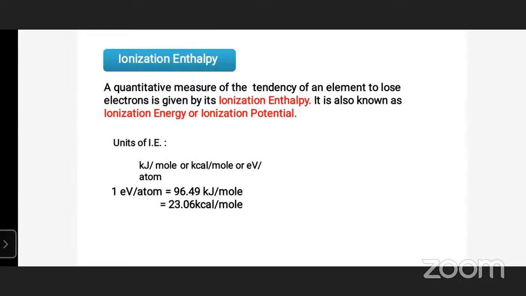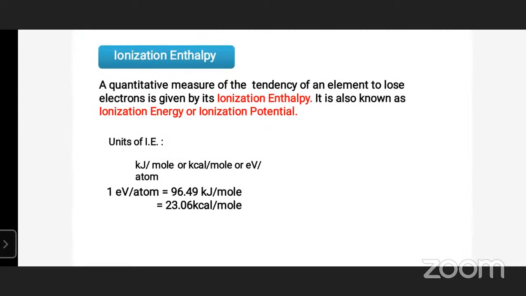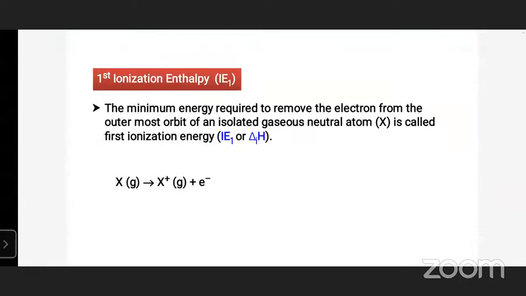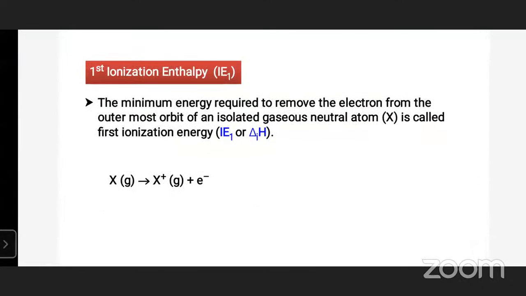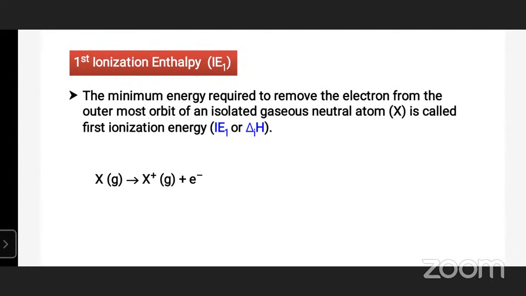1 electron volt per atom is equal to 96.49 kilojoule per mole, which is equal to 23.06 kilocalories per mole. Here, what is first ionization enthalpy? Students, you have already completed this topic. Just remember what ionization enthalpy is and what the factors affecting ionization enthalpy are.